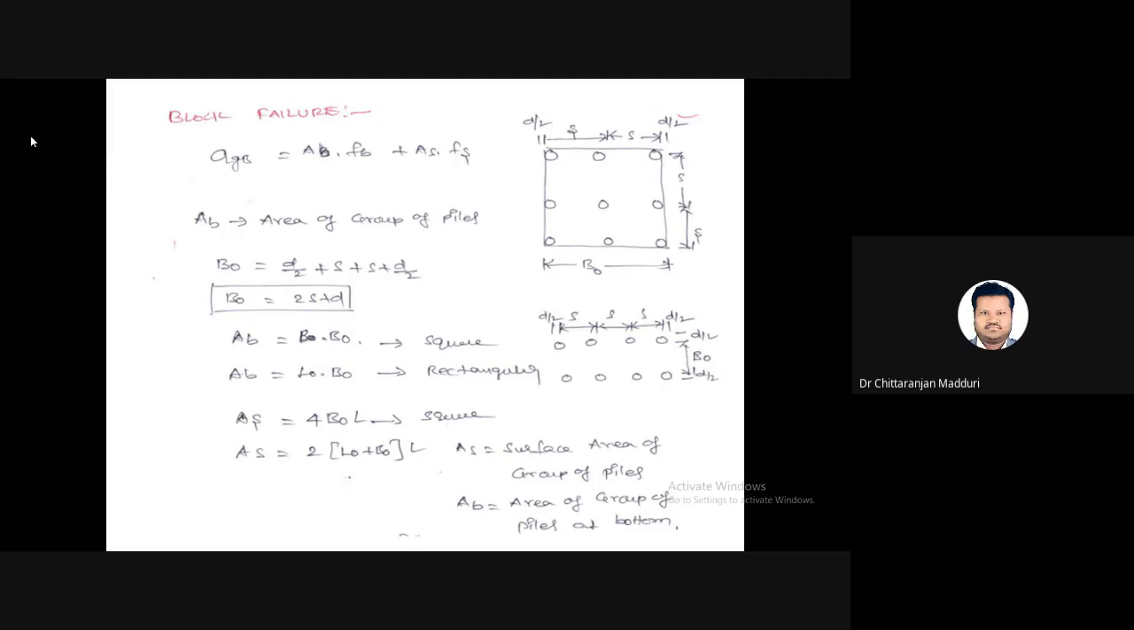For a square, the area of the bottom is given by B naught into B naught. For a rectangular group, the area of the bottom is given by length into width, L naught into B naught. For surface area, for a square group, it is given by 4 into B naught into L. For a rectangular group, 2 into L naught plus B naught, into L. L is the length of the pile. So for block failure, we need to find out the area of the group at the base and the surface area of the group. The remaining things are the same.